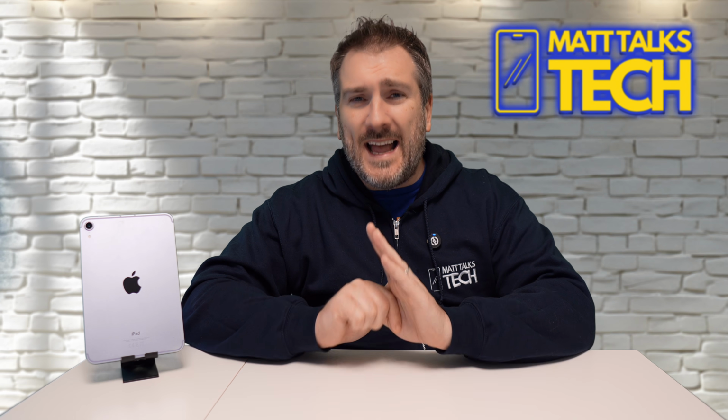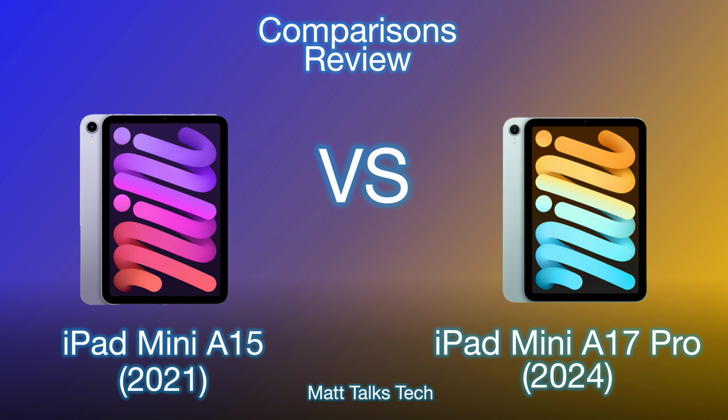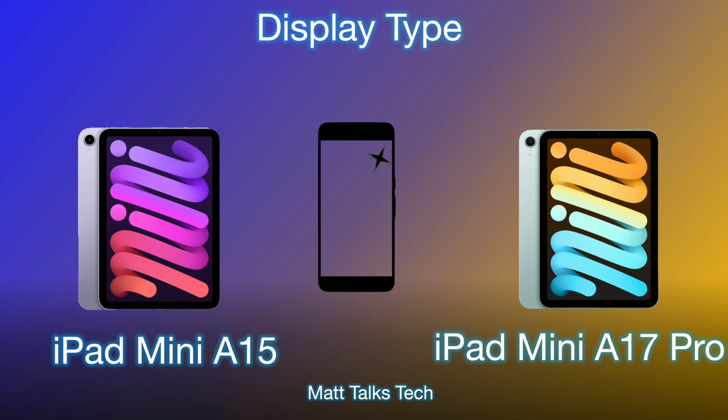And with that, let's get started then with my good old comparison chart. So as you can see then, on the left side, we have the iPad Mini A15, the 2021 model, versus on the right, the iPad Mini A17 Pro, the 2024 model. And let's begin then, first of all, with the display type. So both of these iPad minis have a standard LED display inside of them.